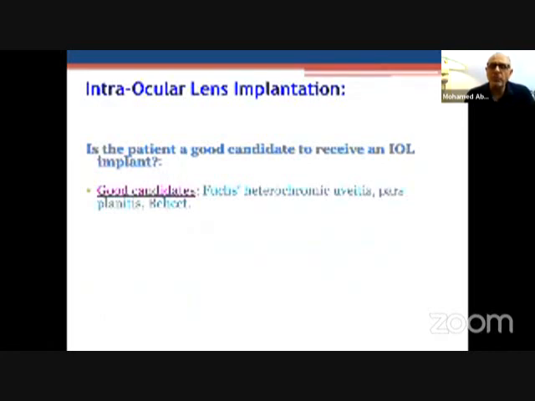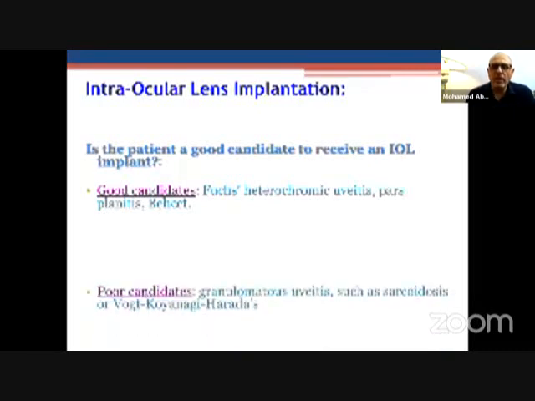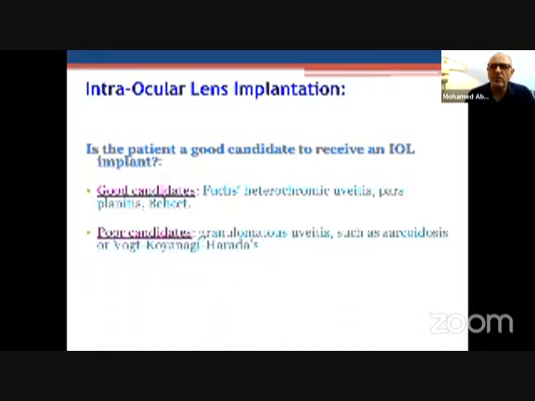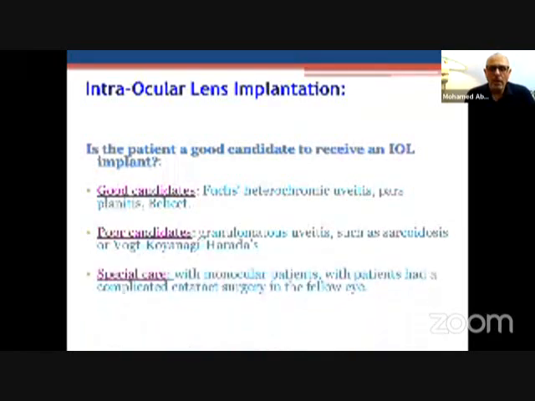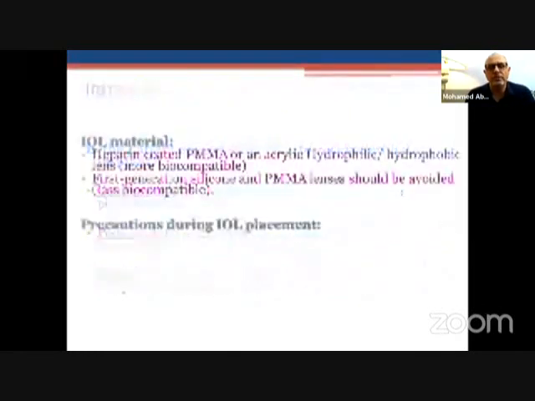There are types of uveitis that have a good reputation with intraocular lens implantation, like Fuchs heterochromic uveitis and vasculitis, Behçet's disease, whereas granulomatous uveitis such as sarcoidosis and VKH doesn't usually have a very good outcome. As a general rule, if you have a lot of flare in the anterior chamber, chronic flare, this means a chronic break of the blood-aqueous barrier, and these patients are poor candidates for intraocular lens implantation. In any case, you need to take special care with patients with one eye, especially if the other eye has been lost from previous cataract surgery.